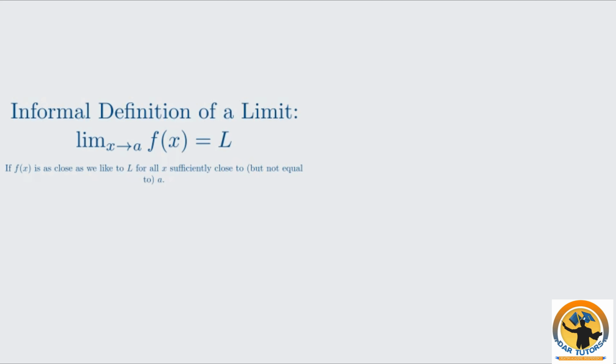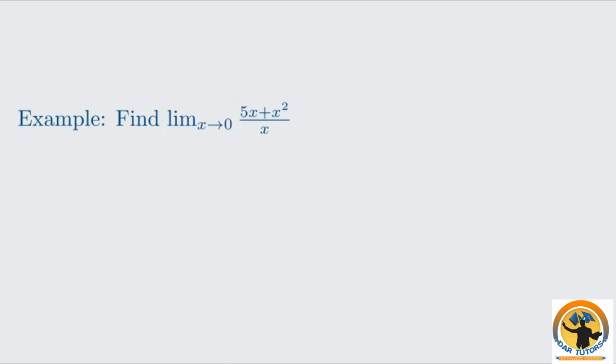It's crucial to note that the limit is about the behavior of the function near a, not at a. The function doesn't even need to be defined at x equals a for the limit to exist. Let's look at an example. Consider the function f of x equals the quantity 5x plus x squared, all divided by x. We want to find the limit as x approaches 0. If we try to substitute x equals 0 directly, we get 0 over 0, which is an indeterminate form. This tells us we need to do more work.